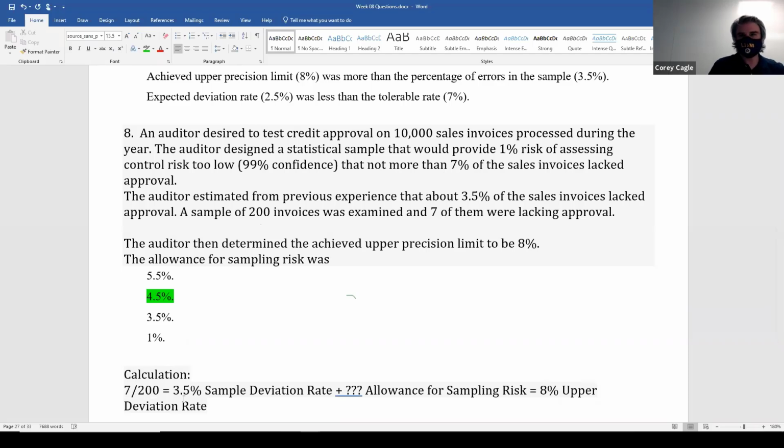So that just requires you to know how that upper deviation rate is computed. You got your actual sample deviation rate plus that cushion to give you that upper one. It's a real simple idea. But that's a really good question too.